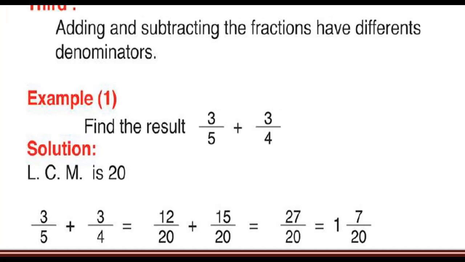But 27 over 20 isn't in the simplest form, so we must convert it to the simplest form. How can we do that? Who can tell me? Excellent! 27 over 20 equals 20 over 20 plus 7 over 20. But 20 over 20 equals, well done, 1. So the answer is 1 and 7 over 20.